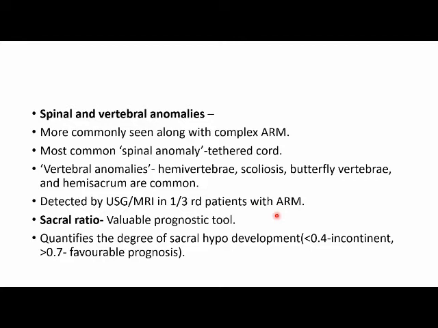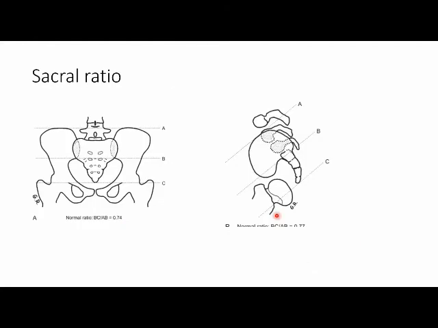To assess the sacral vertebra or the lower vertebra, we will always do an AP and lateral film of the spine. In that you can assess the sacral ratio because it determines continence. So this is how you assess the sacral ratio.